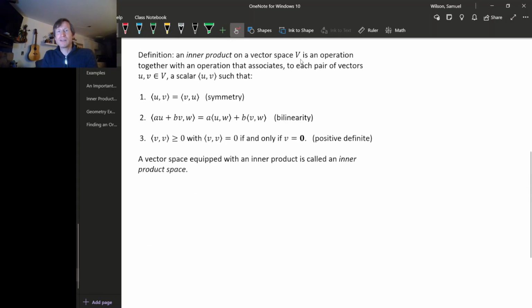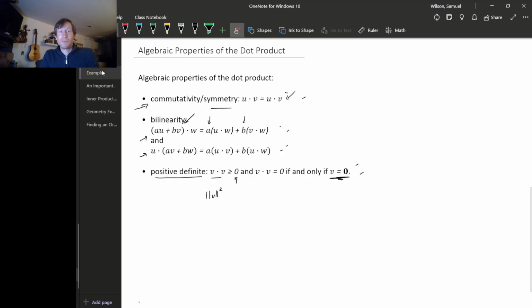So an inner product on a vector space is an operation that takes two vectors and associates with each pair of vectors a scalar, which we'll write this way with angle brackets. I guess we'll pronounce this as the inner product of u with v. To count as an inner product, this operation has to be symmetric, bilinear, and positive definite, just like the dot product. If we do have a vector space equipped with one of these inner products, we'll call it an inner product space, or just a vector space with inner product.